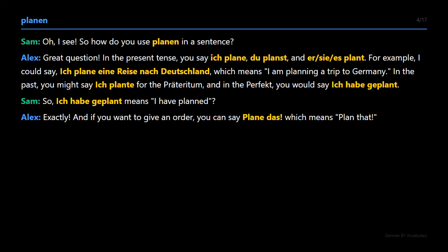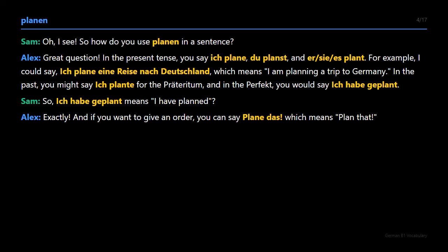In the past, you might say, Ich plante, for the Präteritum, and in the perfect, you would say, Ich habe geplant. Ich habe geplant means I have planned. Exactly. And if you want to give an order, you can say, Plane das, which means plan that.